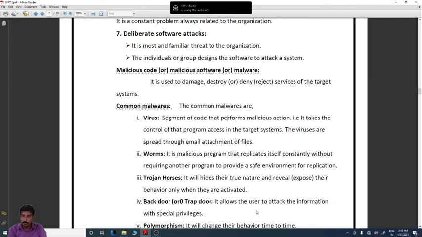Normally, if you insert a pen drive, one file will be copied multiple times. That is called replication. That is called worms. Worms don't take control of the entire organization, but they replicate themselves.